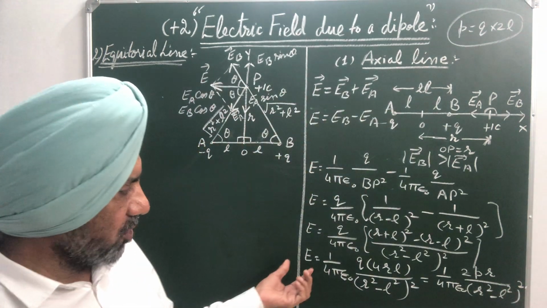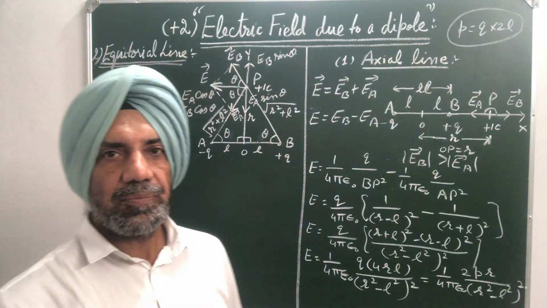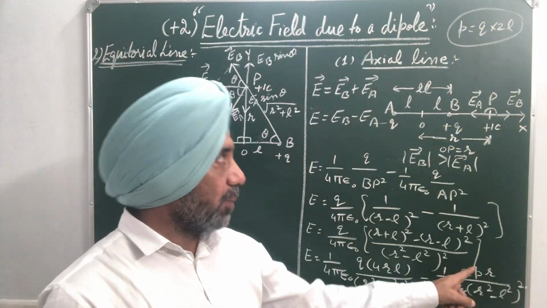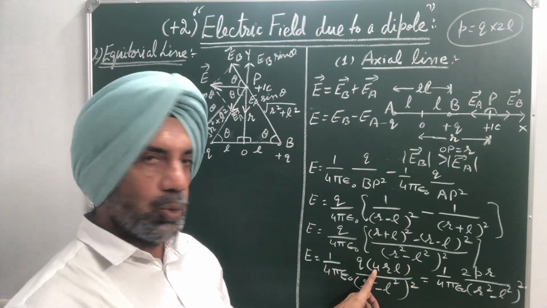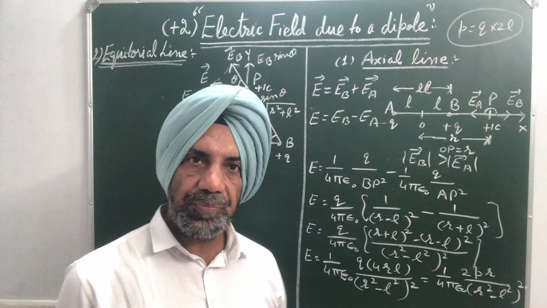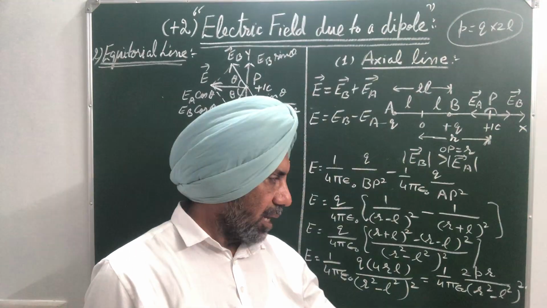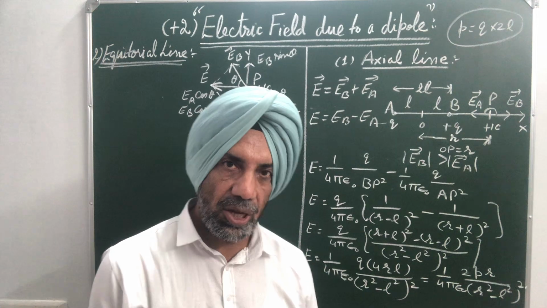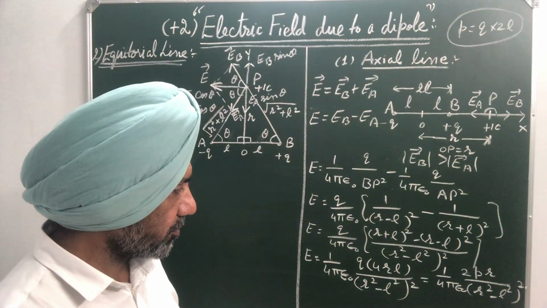Which is the required expression for the electric field due to a dipole at a point on the axial line. So E is equal to 1 upon 4 pi epsilon naught times 2PR over (R square minus L square) whole square, where P is dipole moment, L is half the length of the dipole, R is the distance of the point from the center of the dipole, and 1 upon 4 pi epsilon naught is a constant. In SI units its value is 9 into 10 raised to 9.